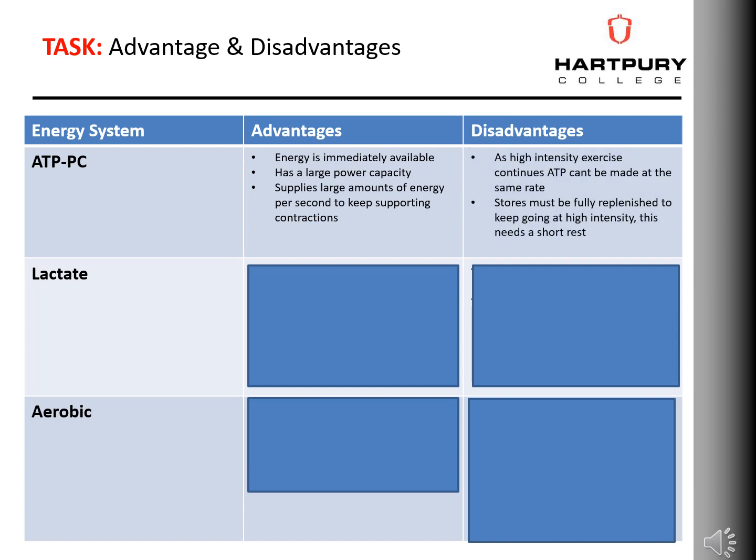So there are advantages and disadvantages to this system. We've got energy is immediately available. That's a good advantage. It has a large power capacity, supplies large amounts of energy per second to keep supporting contraction. Fortunately, there are disadvantages. So because it's high intensity exercise, ATP can't be made at the same rates, and stores must be fully replenished to keep going at higher intensity. So we need to rest to complete any further activity.